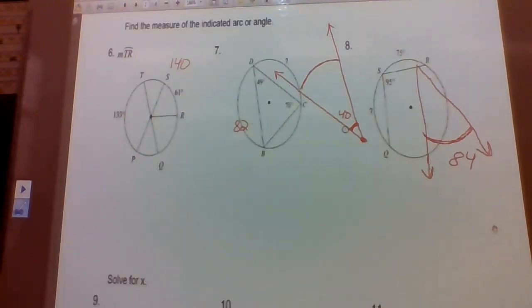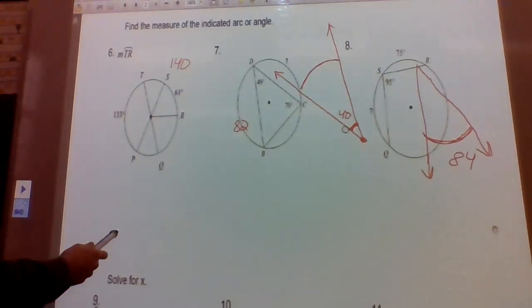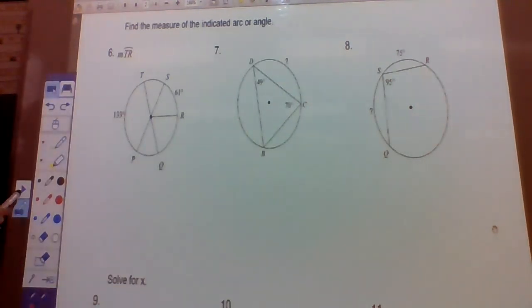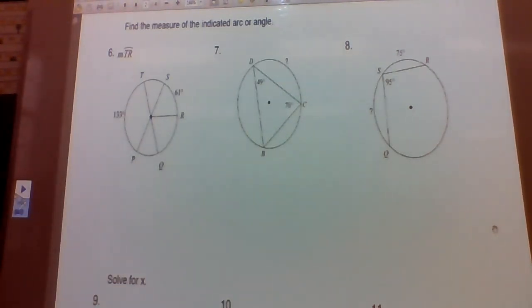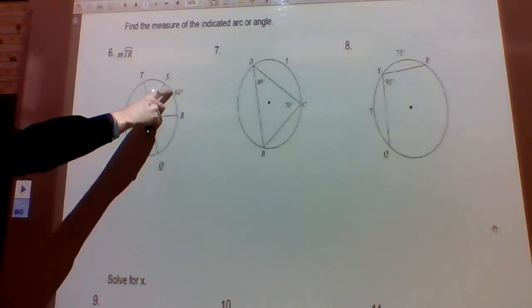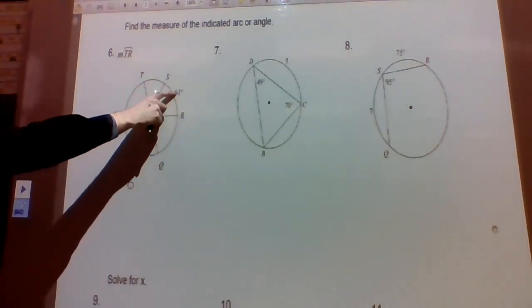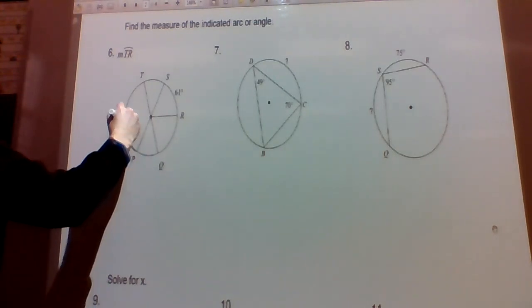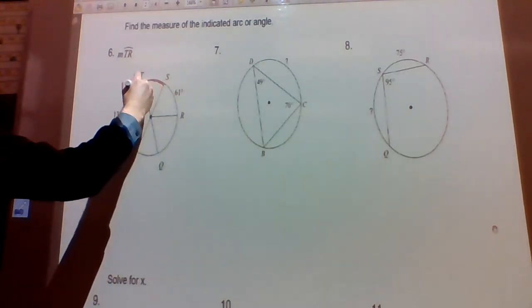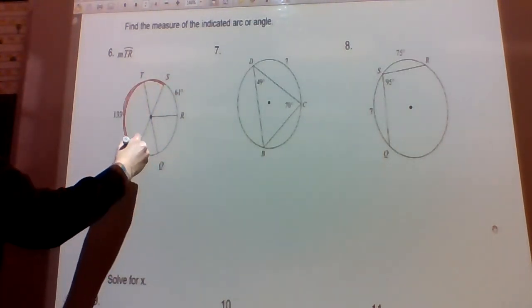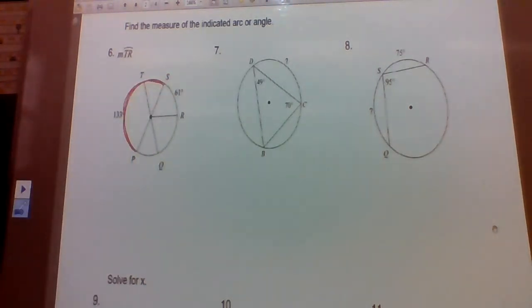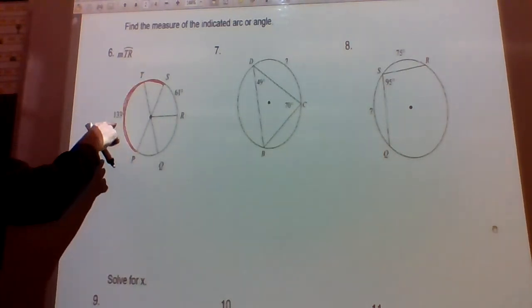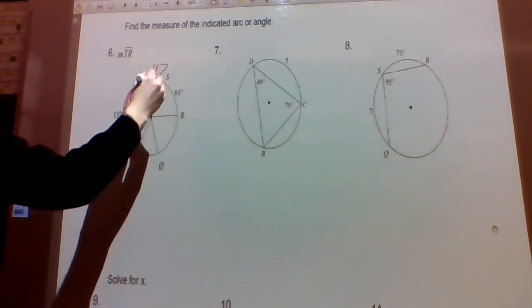6, 7, and 8. So we want to find the measure of the indicated arc or angle. So we want to find the measure of TR, which is going to be this arc, measure of arc TR. Okay, so the first thing we want to do is look for semicircles or full circles. Here we have a semicircle. You know the measure of a semicircle is 180 degrees. So we know that red arc right there is 180. So 180 minus 133 is going to give us 47.